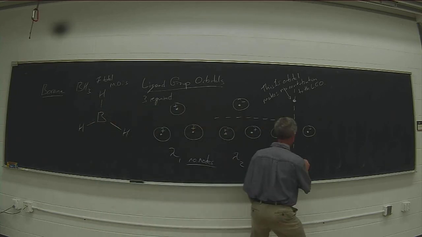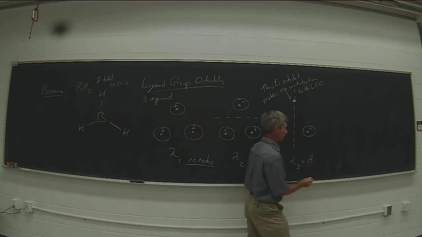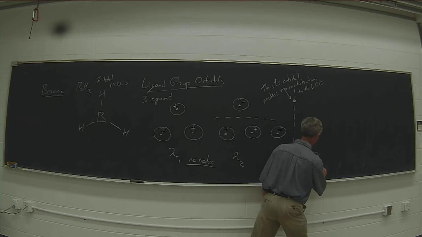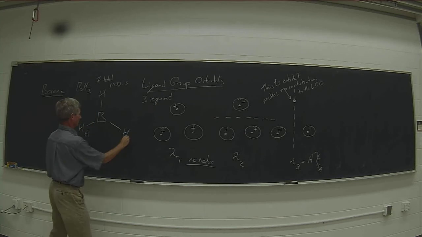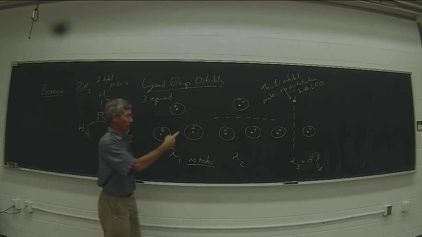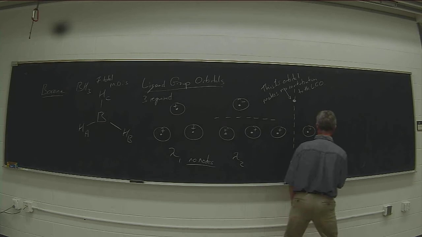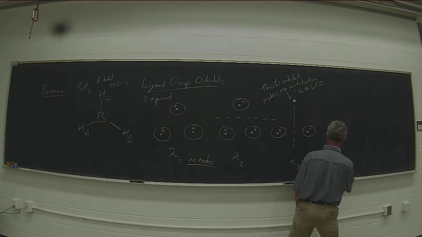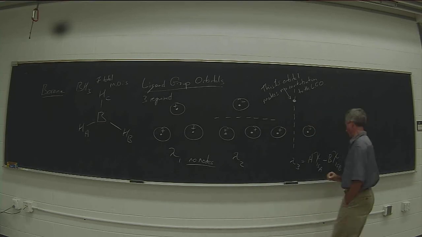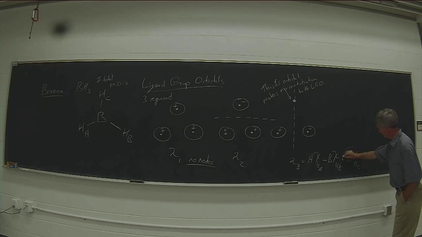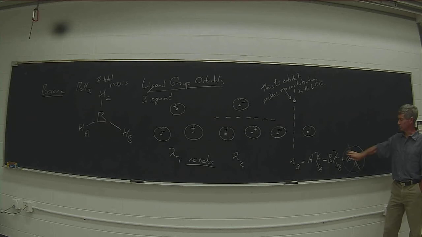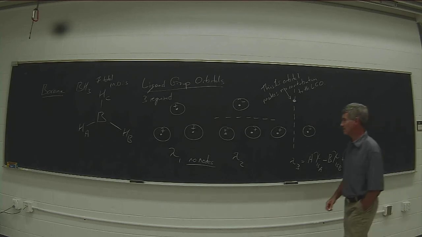So lambda 3 is some coefficient times psi 1s for hydrogen A, and some contribution, but out of phase, for the 1s orbital on hydrogen B, plus 0 times the 1s orbital from hydrogen C. So that makes no contribution, and we only have contributions from hydrogen A and hydrogen B.